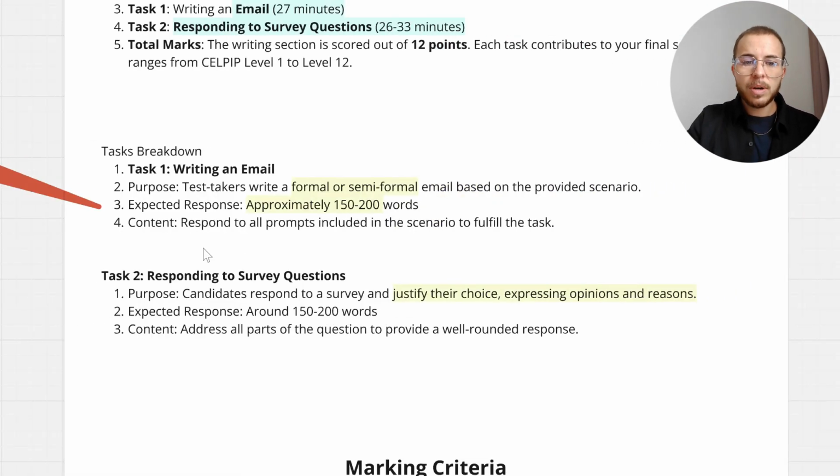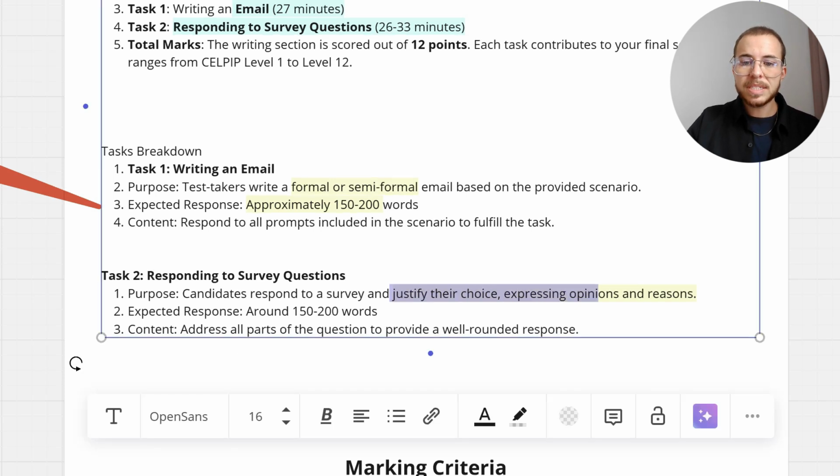Moving back to our task number 2, responding to a survey question. Most importantly, you need to justify your choice using opinions and reasoning. Remember, I said they will be looking for your examples, your vocabulary choice, and your structure. Here, expressing your opinion is all part of that. And, of course, don't forget to address all parts of the question.